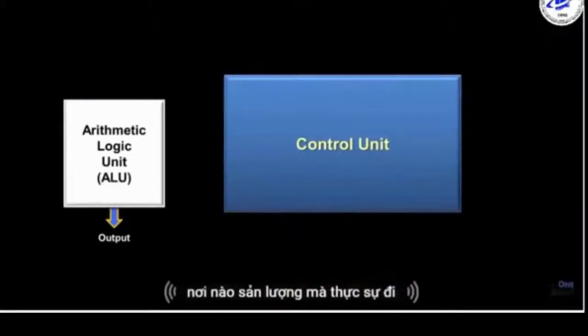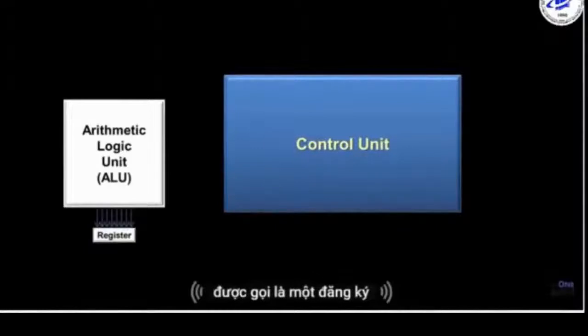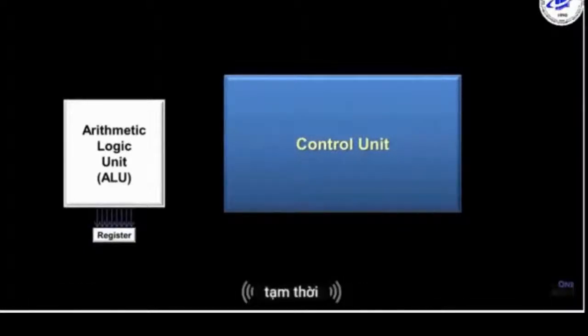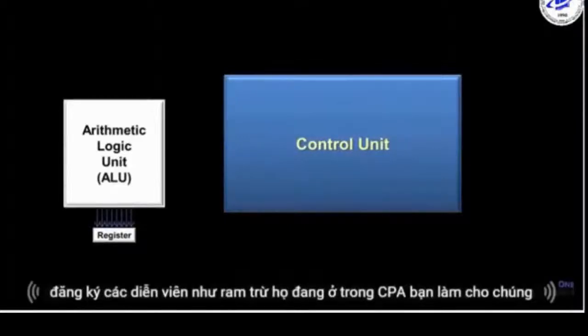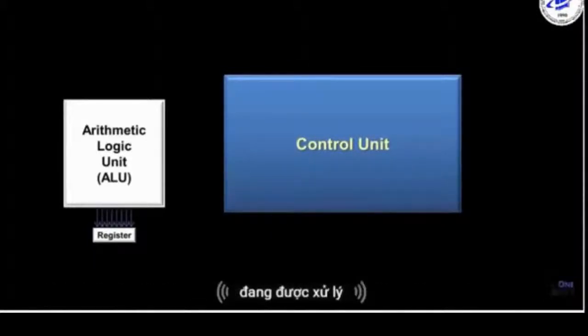Where does that output actually go? Well, the 8 wires coming out of the ALU would actually run to what is called a register. A register is a very simple component whose only job is to store a number temporarily. Registers act just like RAM, except they are inside the CPU, making them faster and more useful for storing a number temporarily while an instruction is being processed.